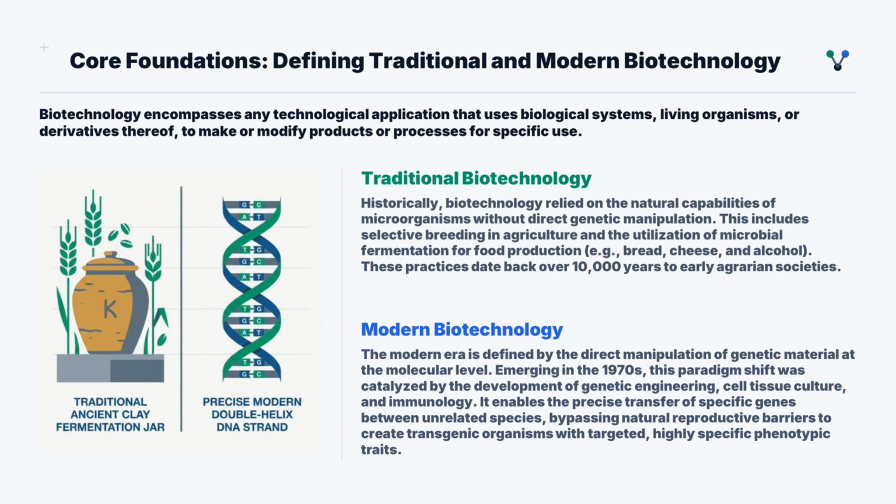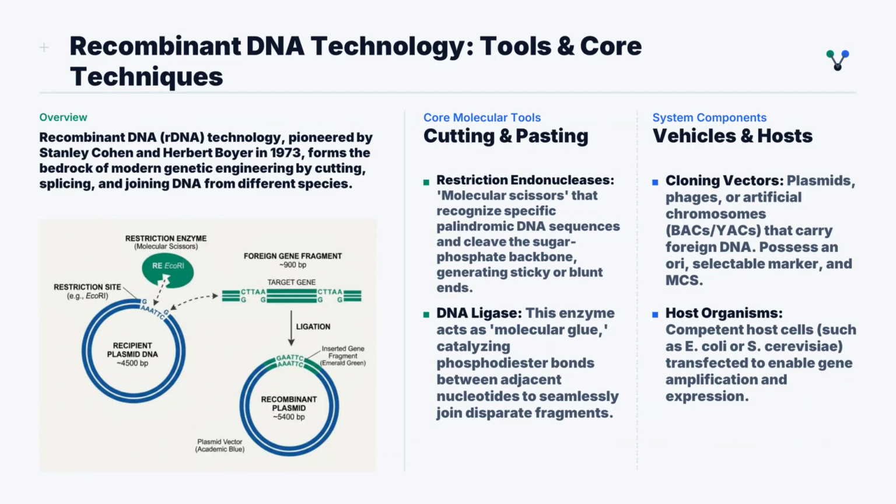The modern era, catalyzed in the 1970s by breakthroughs in genetic engineering, tissue culture, and immunology, represents a fundamental paradigm shift. We can now directly manipulate genomes at the molecular level, transferring specific genes across natural reproductive barriers to engineer precise, targeted phenotypes. The bedrock of modern genetic engineering is recombinant DNA technology, pioneered in 1973 by Stanley Cohen and Herbert Boyer. This process relies on a molecular toolkit that functions like biological scissors and glue.